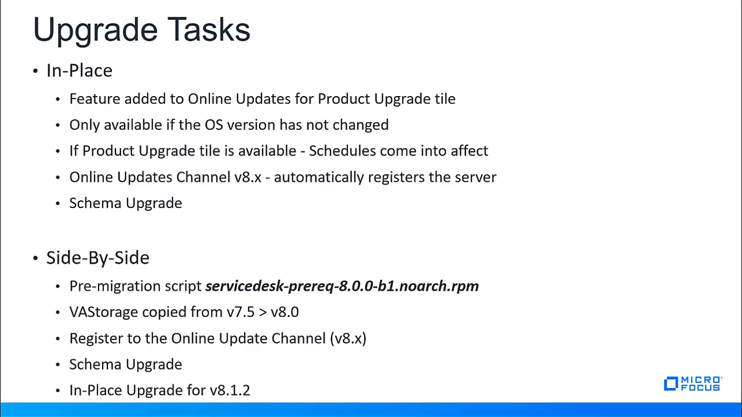Now for the upgrade tasks. For in place, there's a feature that will be added to the online updates for a product upgrade tile, and we'll see that in our demonstration. And you can only do the in place, as mentioned, if the OS version has not changed. If the product upgrade tile is available, schedules come into effect, and you can schedule that product upgrade. And that product upgrade tile is only available after running an online update, so it identifies that.